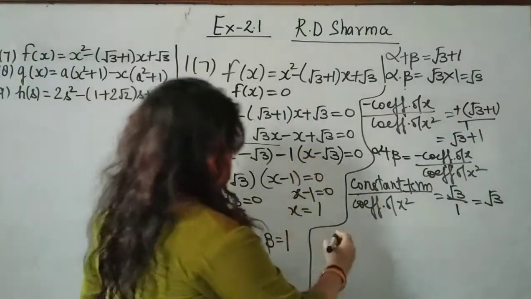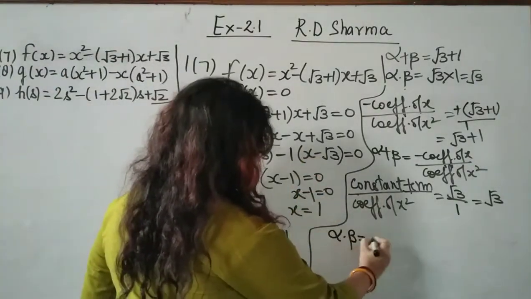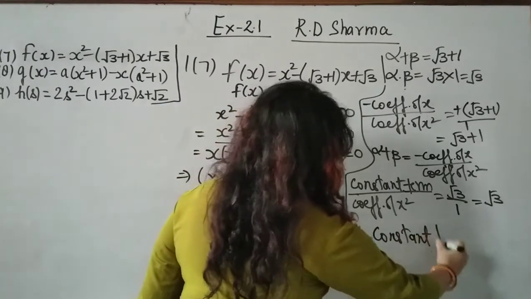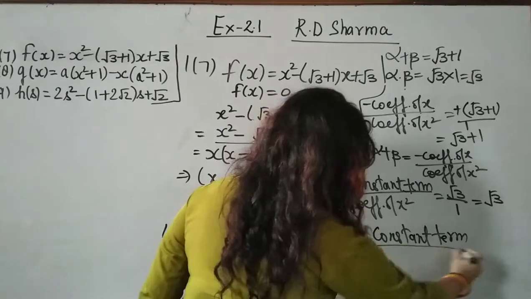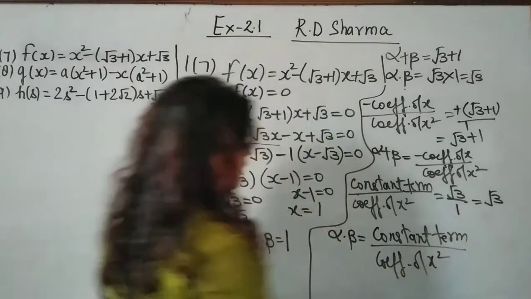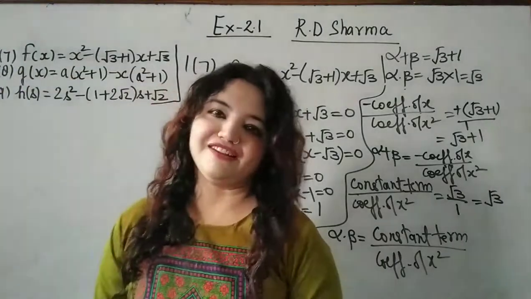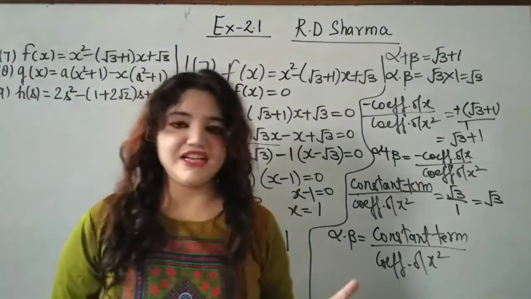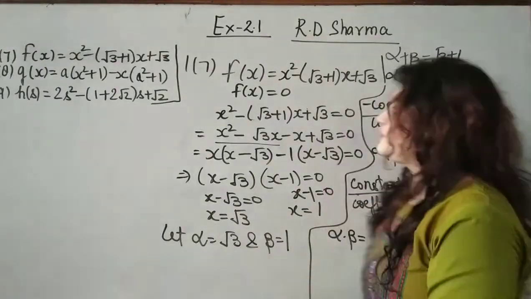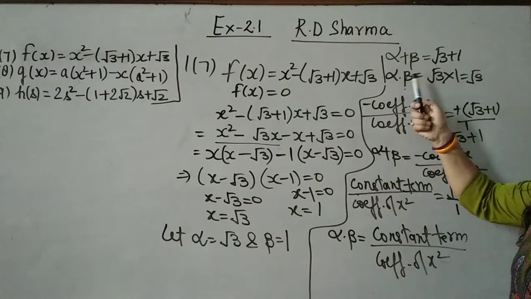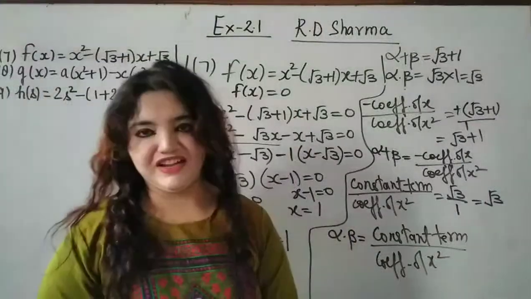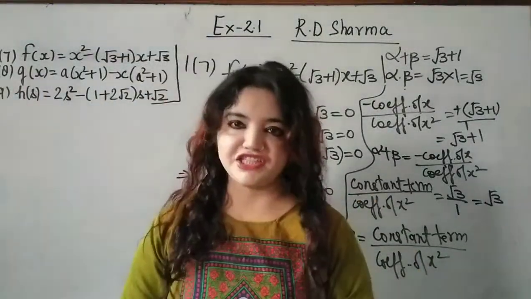So we are going to write down this thing. Alpha into beta is equal to constant term upon coefficient of x square, right? So now we have done it. What did we do? We have found out the zeros also. You know, alpha, beta we had calculated. And we have also verified the relationship, right? We just verified the relationship also.